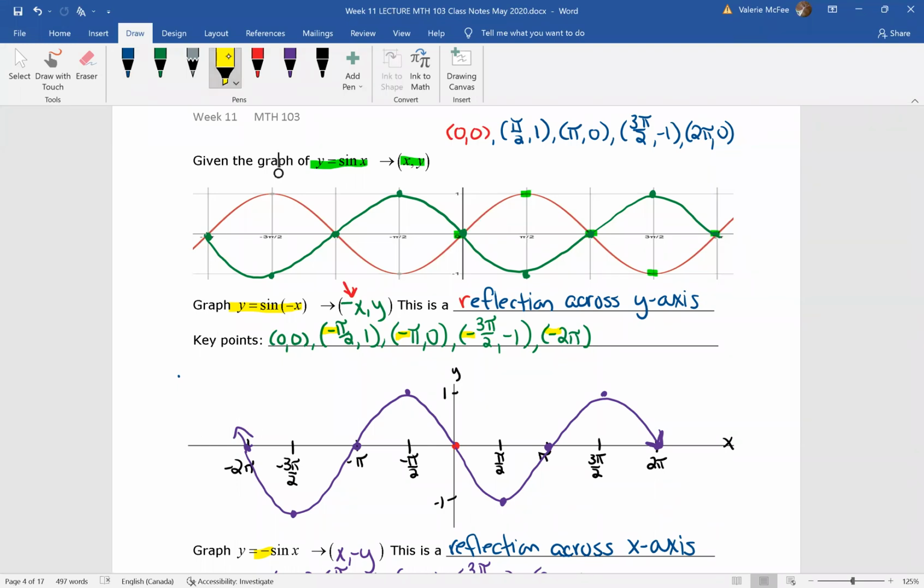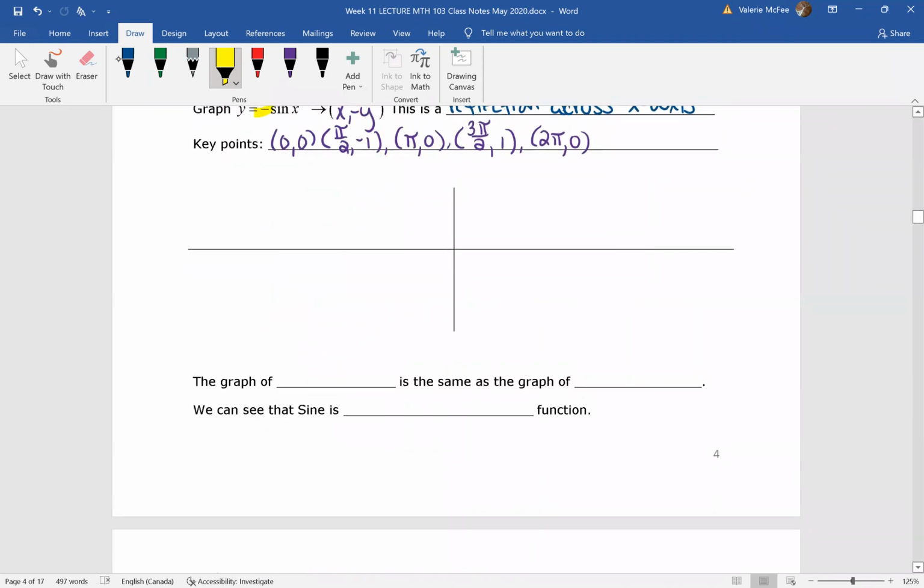Of course, if I look at the graph y equals the sine of negative x, I can see that it has the same points, is the same graph as y equals the negative sine of x. We can see by looking at the graphs that sine is an odd function.